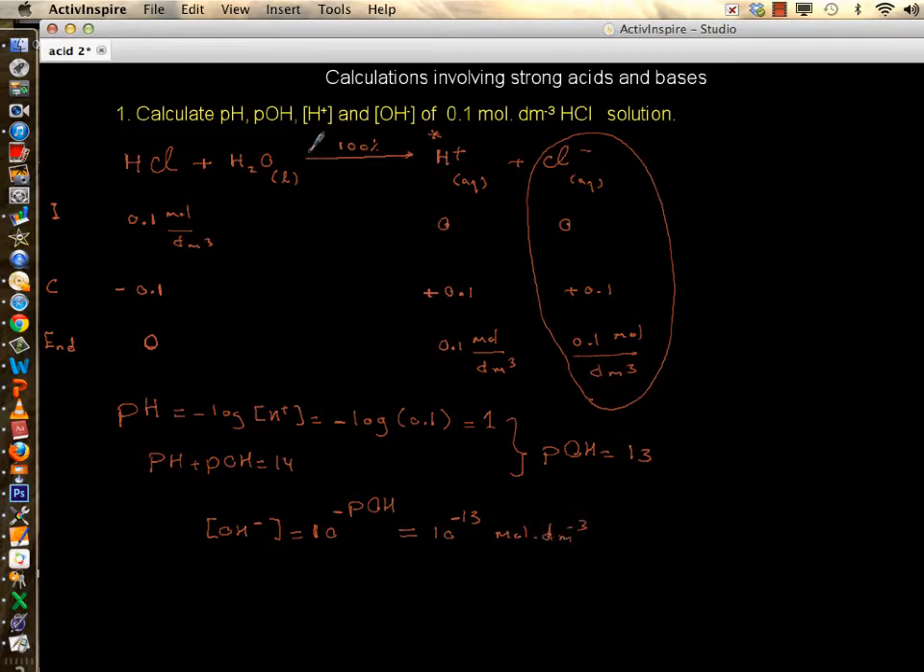So pH of strong acids is negative log of that concentration. It dissociates 100%. You do not need to show all these equations. I just did it in order for you to reinforce the notion of strong means 100% dissociation.